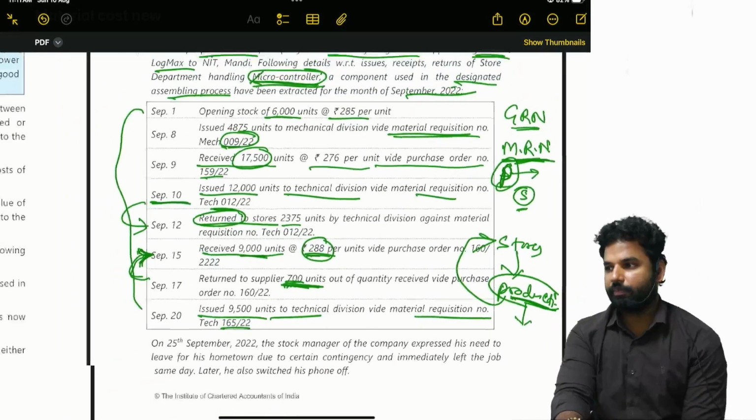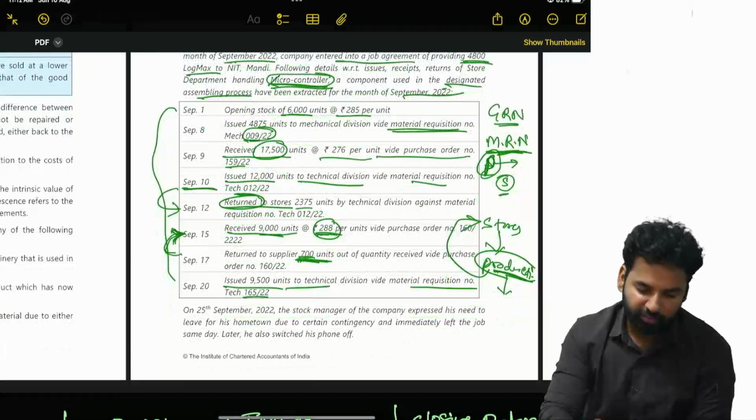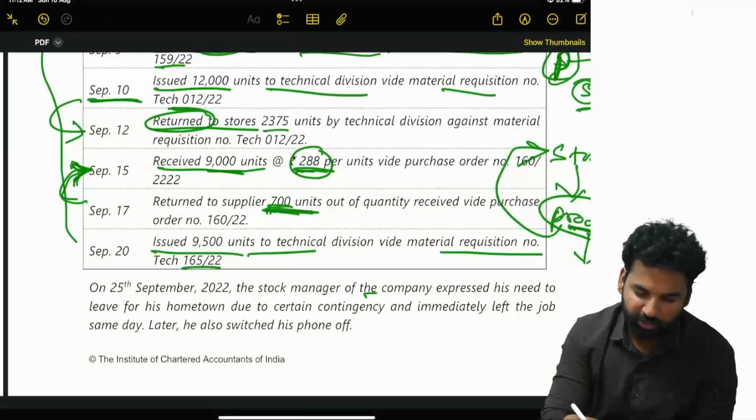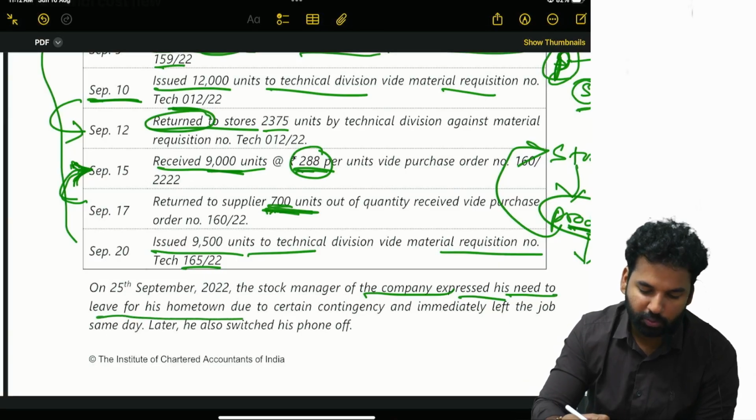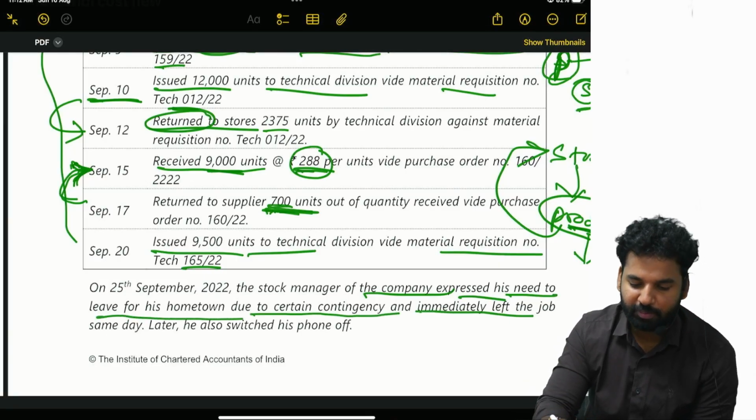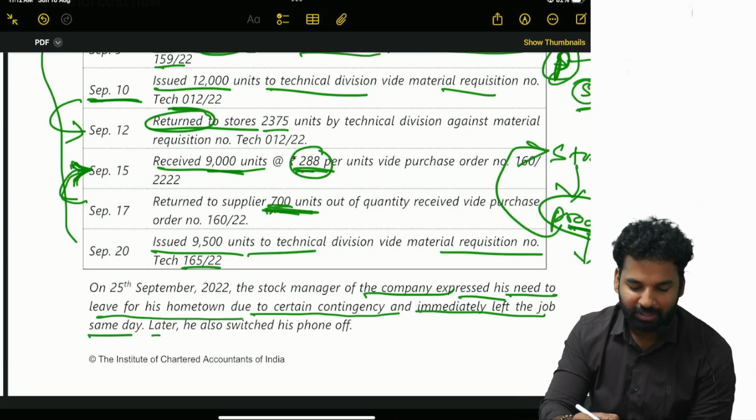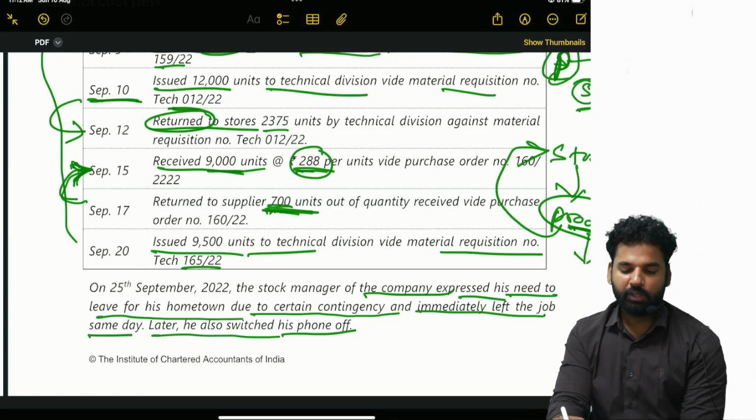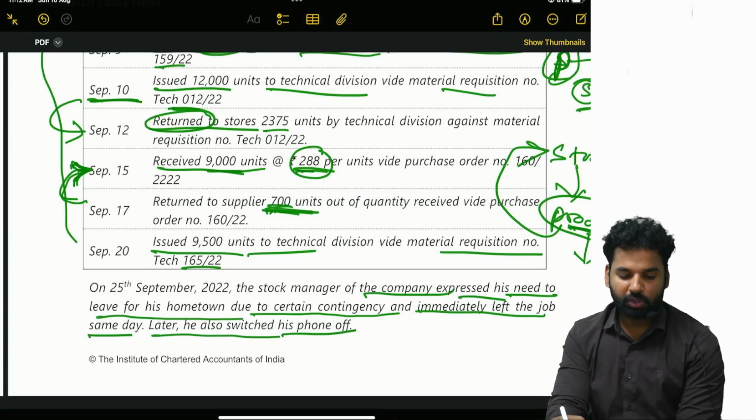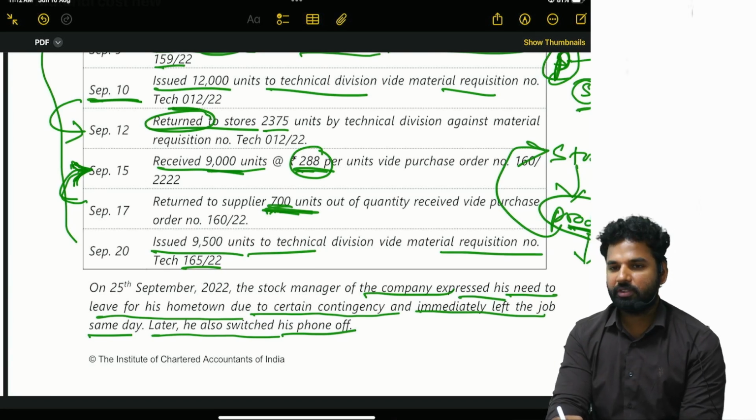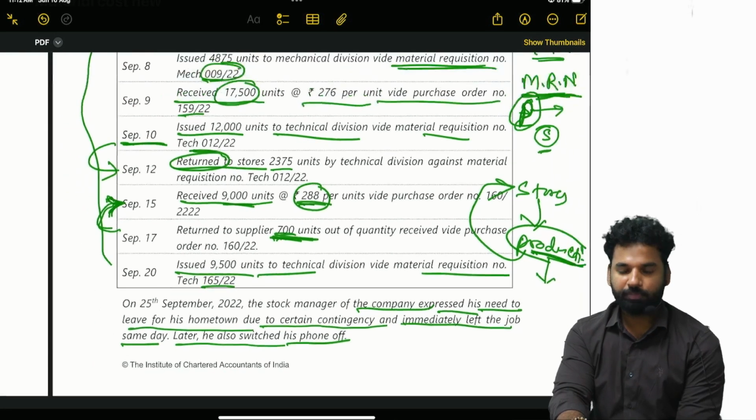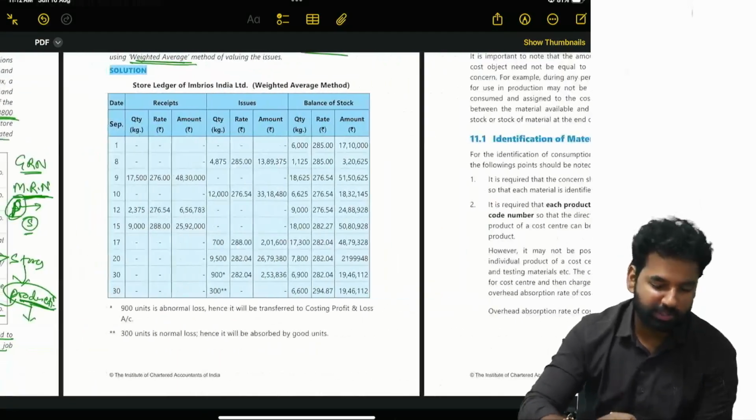Is this okay? Right. So on 25th September 2022, the stock manager of the company expressed his need to leave for his hometown due to certain contingency and immediately left the job the same day. Later he also switched off his phone. What happened? The stock manager went on leave and later switched off. That means he is doing something fishy. Okay, so a new stock manager has come.